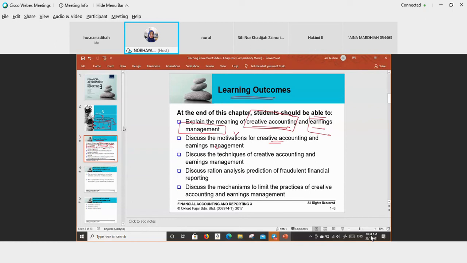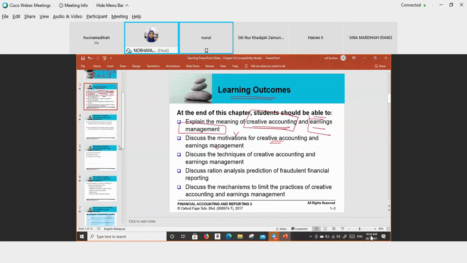Boleh? Okay, ratio ni bukannya sahaja untuk kita analyse financial statement, kita boleh tahu juga. Kita boleh detect. Okay, earnings management punya behaviour.